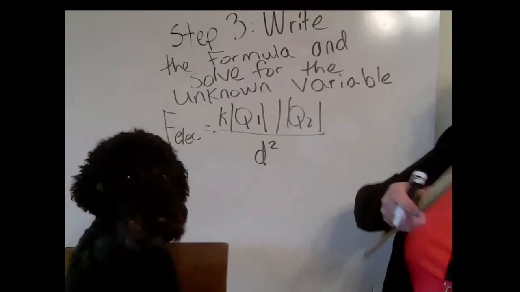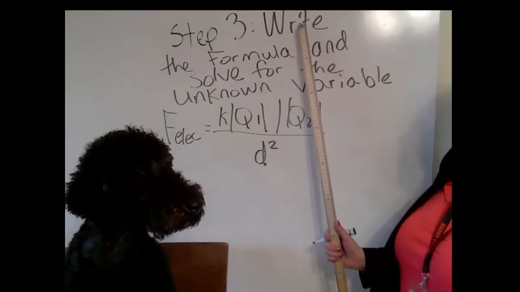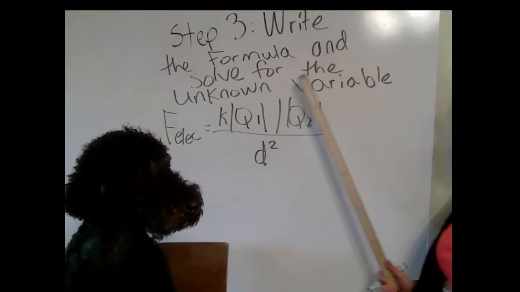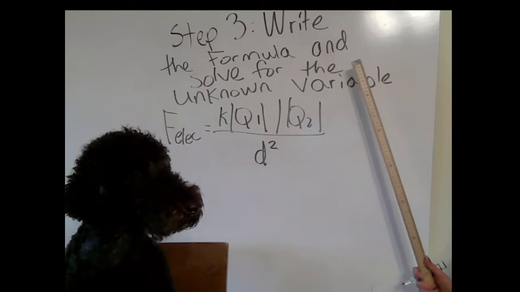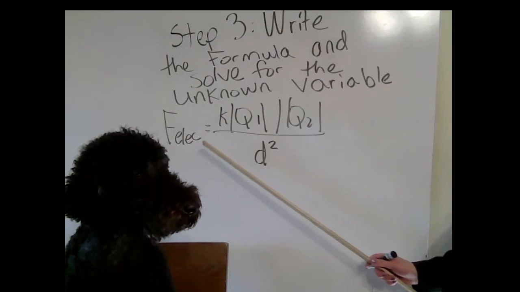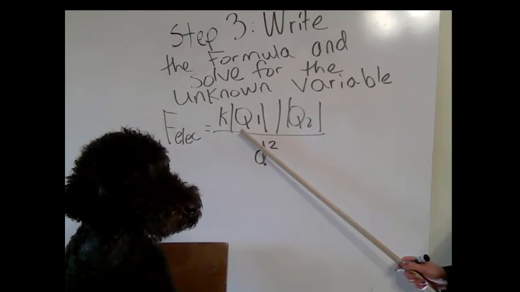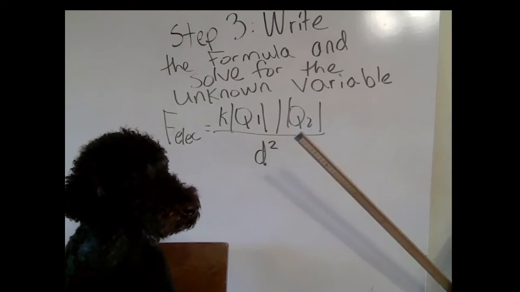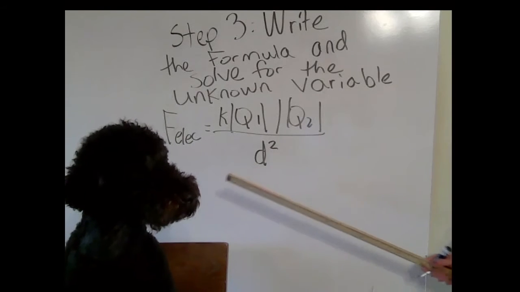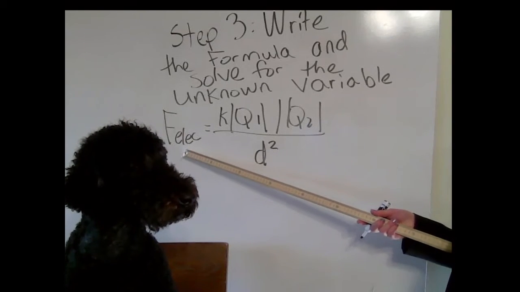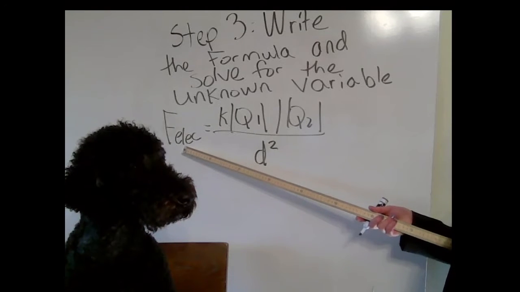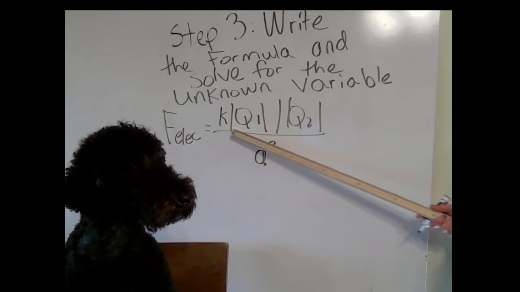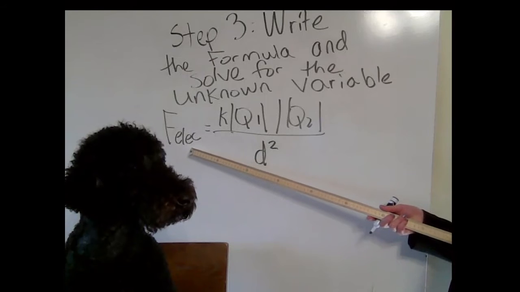The next step is to write the formula and solve for the unknown variable. The formula, Coulomb's equation, is F equals K times charge 1 times charge 2 divided by the distance squared. Since the formula is already set up for the variable we need, all we have to do is plug in our known variables and then solve.